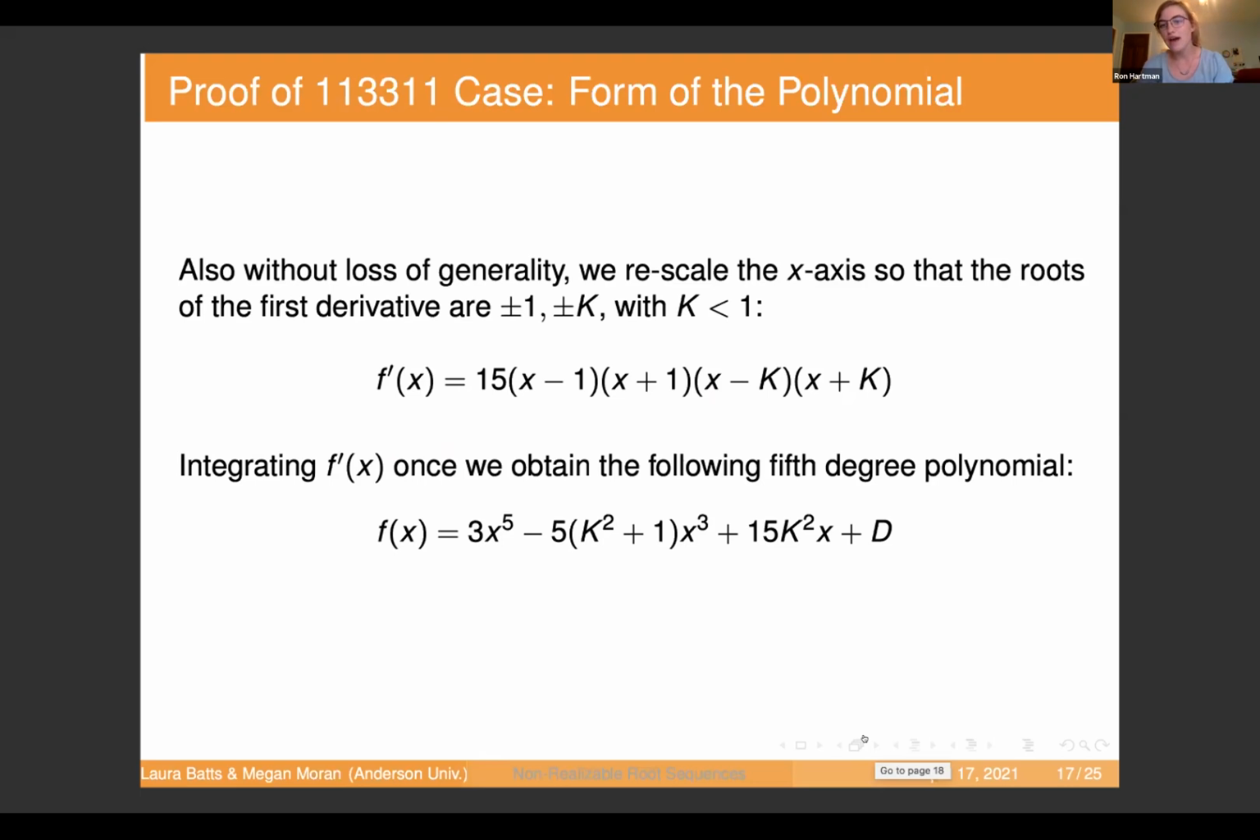From all of those constraints, we get that the first derivative polynomial is 15 times (x minus 1)(x plus 1), etc. And then when we integrate that up, we get the polynomial that we'll be working with for our proof. So we get that f of x equals 3x to the fifth minus 5, etc.